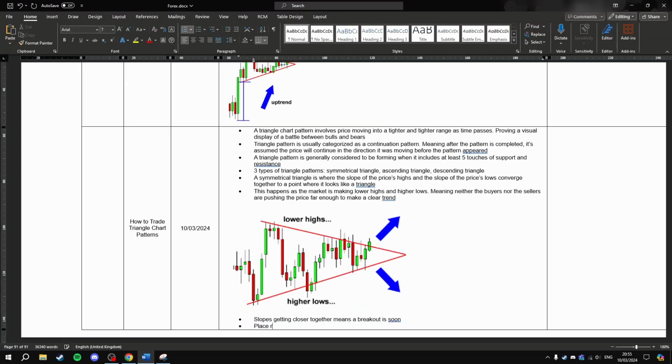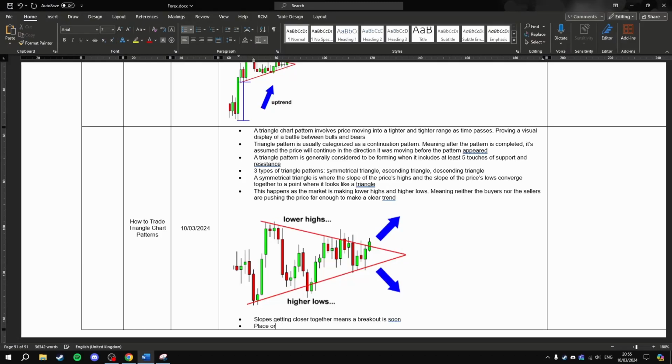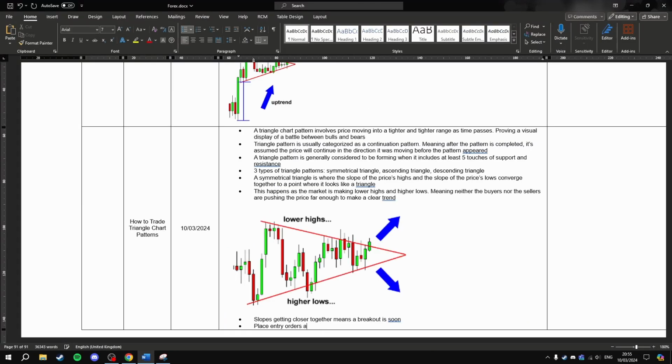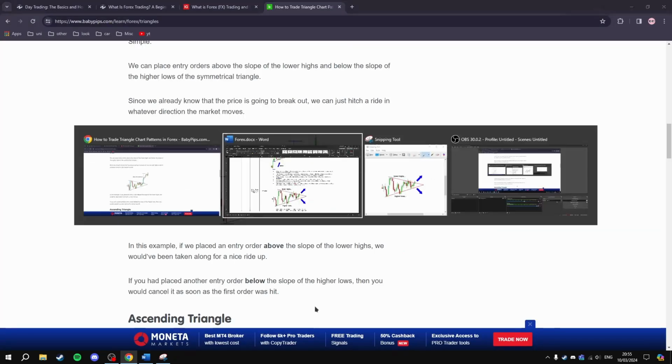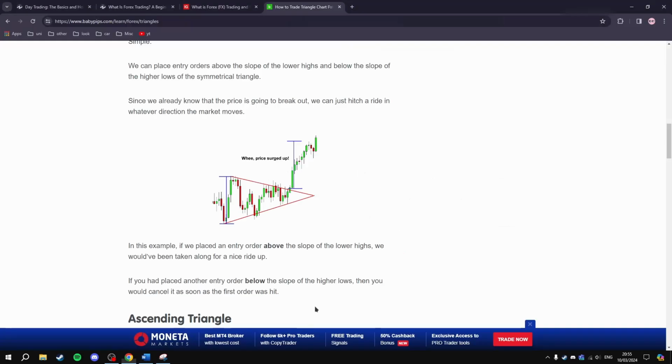So place entry orders above the slope of the lower highs and below the slope of higher lows.